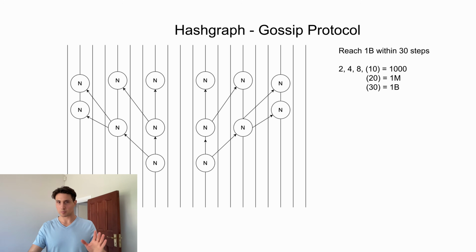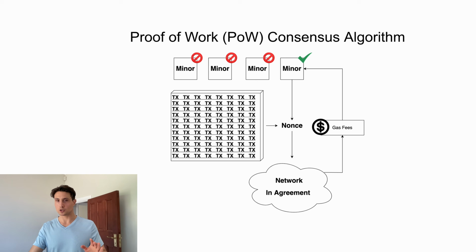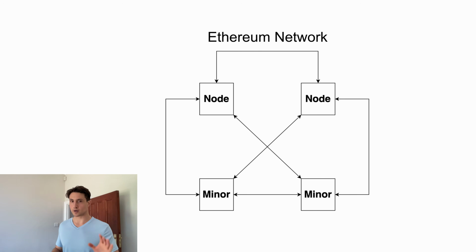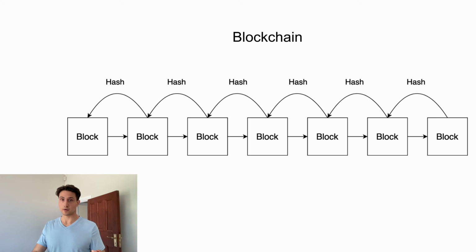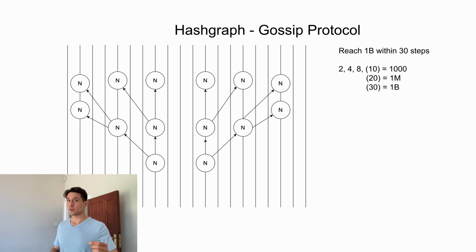So before I can explain Hashgraph, I just want to jump back to an earlier slide where I showed you an example of the Ethereum network. Remember the point that I made that before a block can be added into the blockchain, all the nodes have one vote and they all have to be in agreement. Now, that's very slow and very inefficient. And that is exactly what Hashgraph has solved using their Gossip protocol.